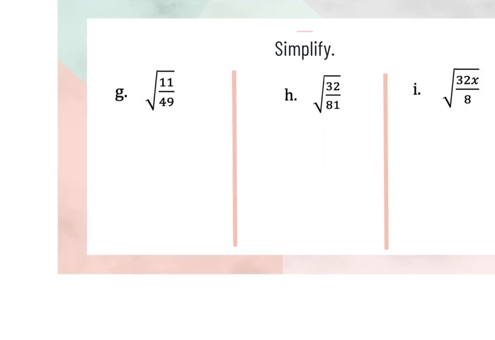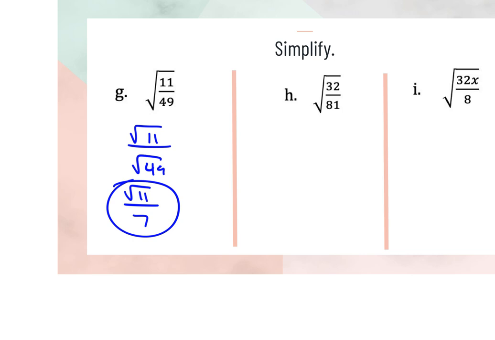So here, splitting apart, square root of 11 over square root of 49. So that's square root of 11 on top, 7 on the bottom. That's as far as I can go.